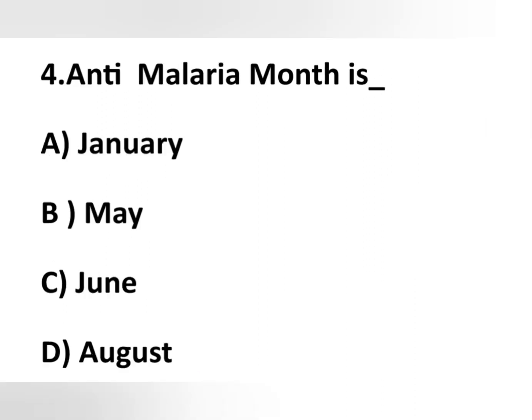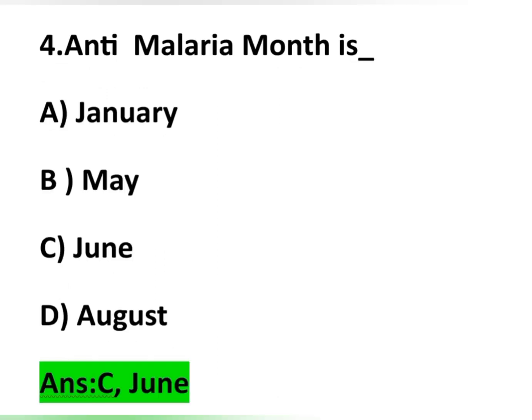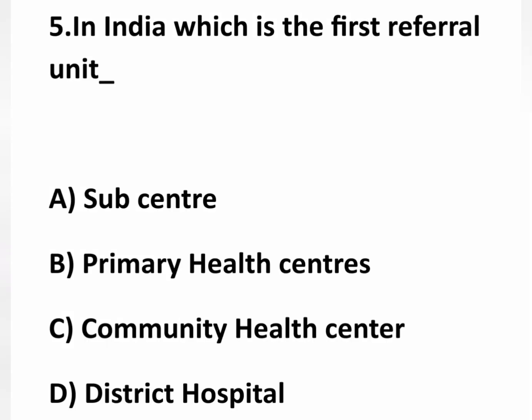Question number 4. Anti-malaria month is. Option A January, option B May, option C June, option D August. Here the correct answer is option C. June is the anti-malaria month, and if they ask about anti-malaria week, the answer is May. Anti-malaria week is May and anti-malaria month is June. It is also important.